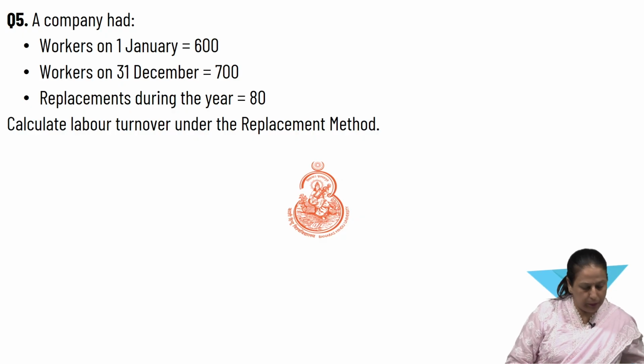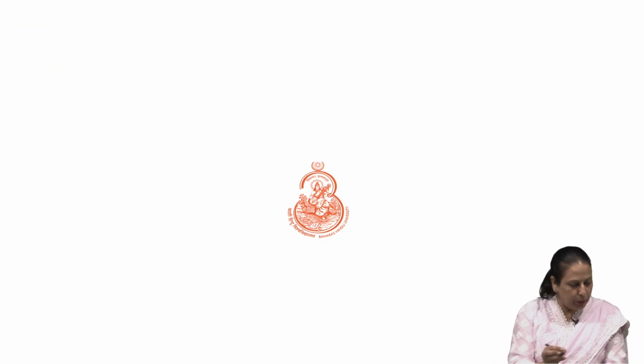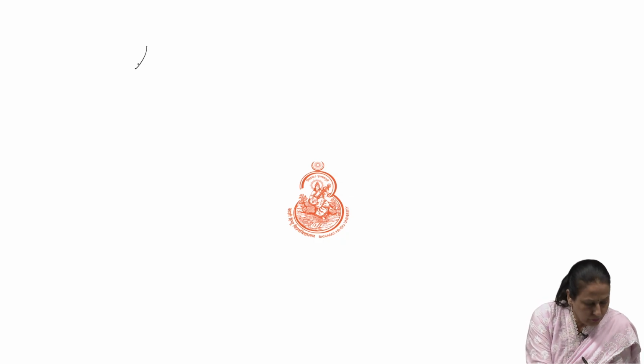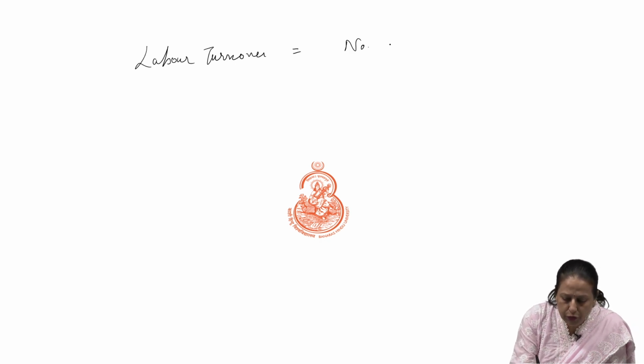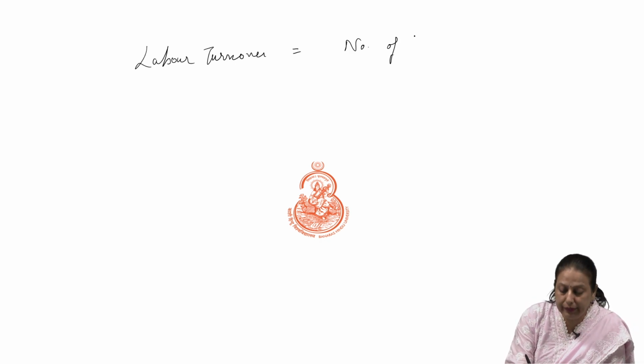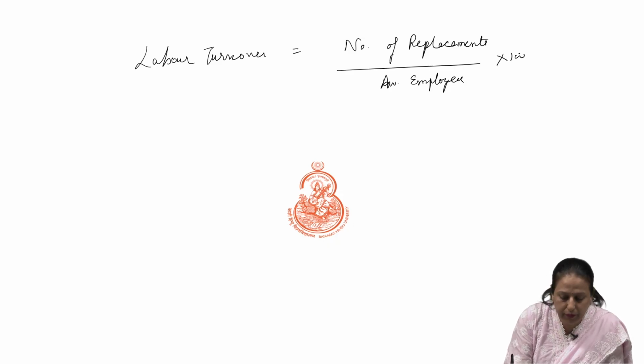In the replacement method, the labor turnover is computed using the formula: number of replacements during the year, again divided by the average employees, to be multiplied by 100.